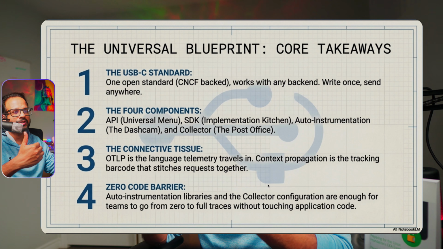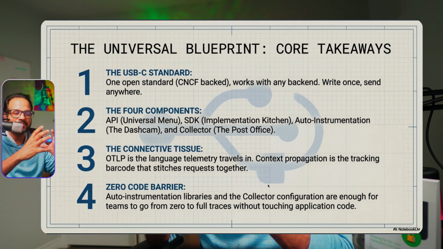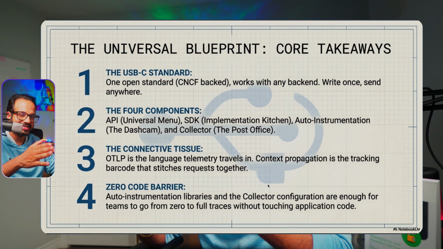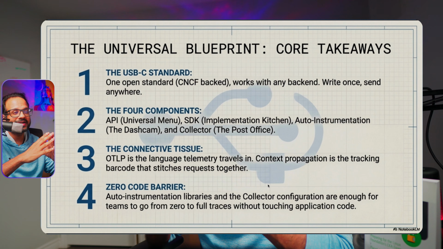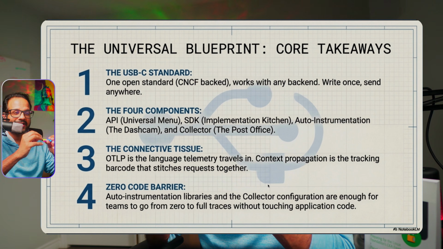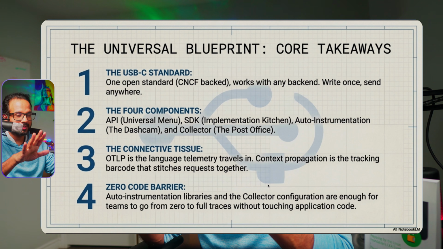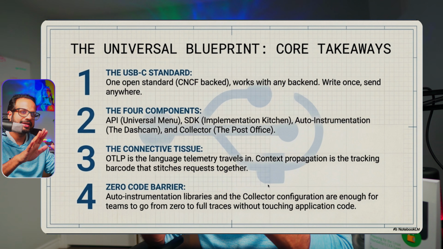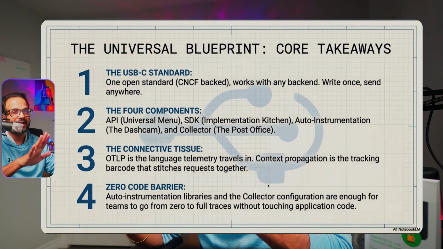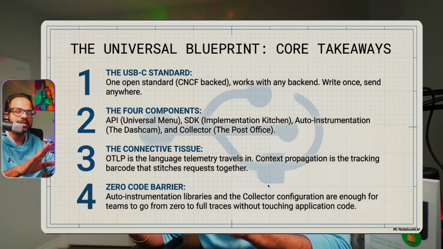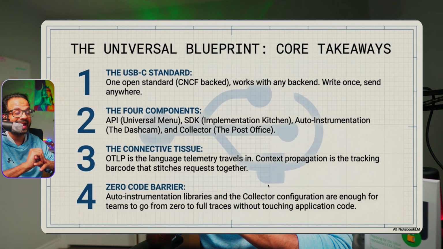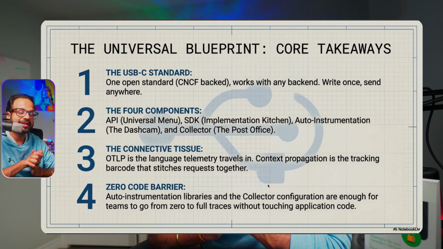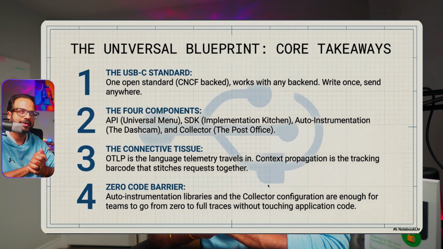And then we have context propagation, which stitches the related requests together with the help of a unique trace ID. Then we have a zero code barrier, in which auto instrumentation libraries and collector configuration are enough to go from zero to full traces without touching application code. You just write it once and reuse it every time. Even if you switch the vendor, or use any other tool in the backend for monitoring and observability, you will still use the same code. You don't have to rewrite it, so it saves a lot of time and effort. Plus it's supported by the CNCF community, so you have great support.